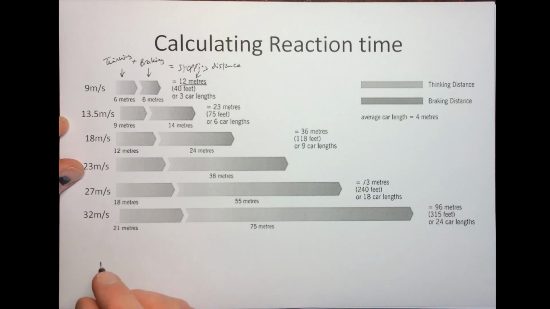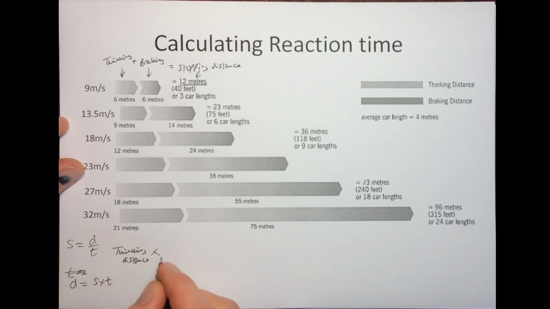Okay, now why is that the case? Well, if you think about the equation, the basic equation linking speed to distance and time is speed equals distance divided by time. So if we rearrange that equation, distance is equal to speed times time. That's what we're looking for, okay? So your thinking distance can be calculated from: thinking distance is equal to the speed multiplied by the time.